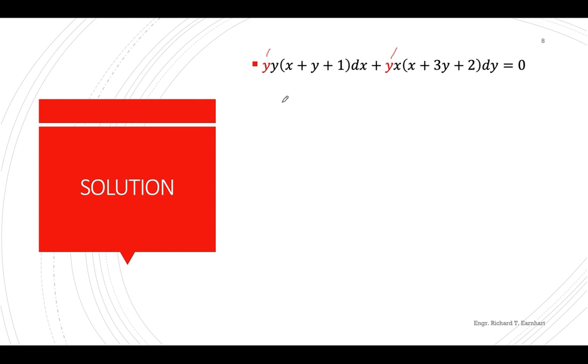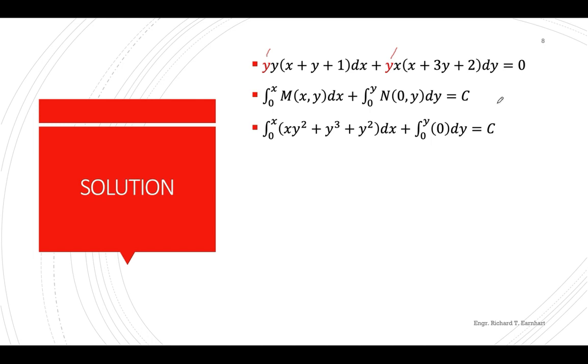Okay, so you use the line integral. Both are continuous at x equals 0, y equals 0. So we just copy your M, your new M. So xy squared, y cubed, and then y squared. And then here, when x is equal to 0, everything will be 0. Okay, so the second term is now 0.